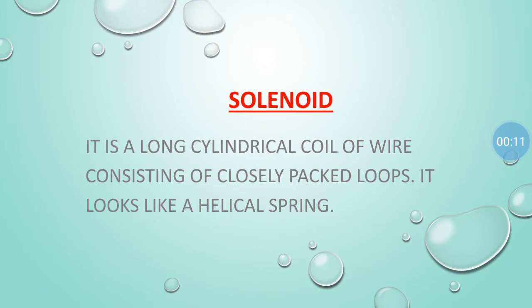Today we are going to discuss the topic solenoid. A long cylindrical coil consisting of a large number of turns of an insulated copper wire is called a solenoid. It looks like a helical spring. Generally, an insulated wire is coiled over a non-conducting hollow cylindrical tube.